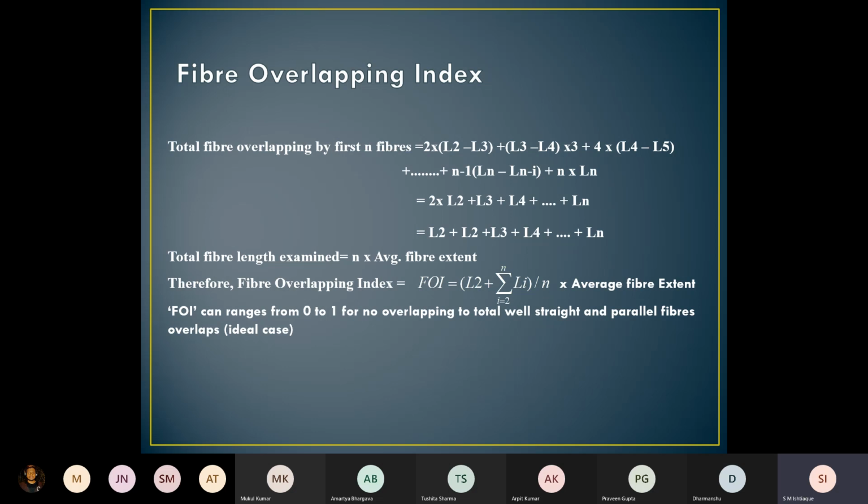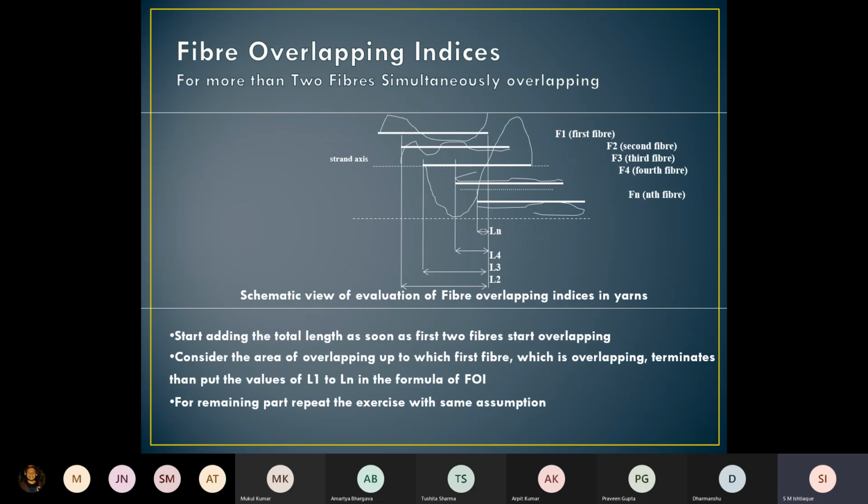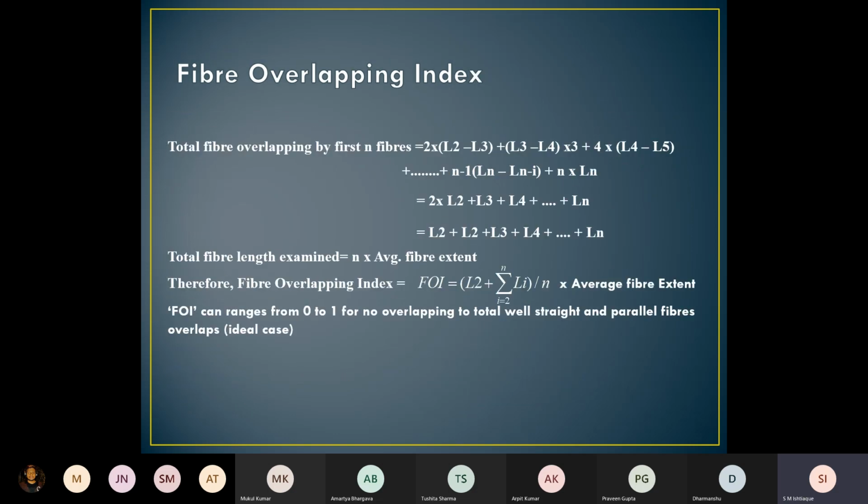How will we calculate the average fiber extent? For the second fiber, this is my fiber extent; for the third fiber, this is my fiber extent. Then I can calculate the average fiber extent, which we have already discussed in the case of the spinning coefficient. So this is one index that we are getting. It can range from 0 to 1 for the number of overlapping fibers in total, well-oriented and parallel fibers overlapping. That is the ideal case.